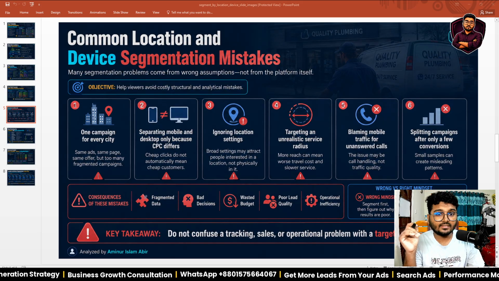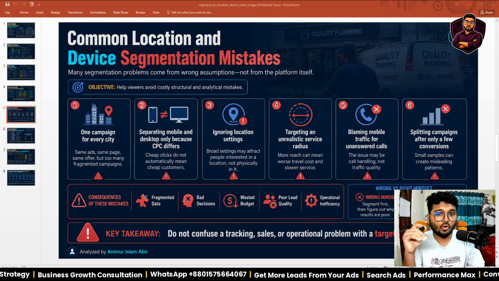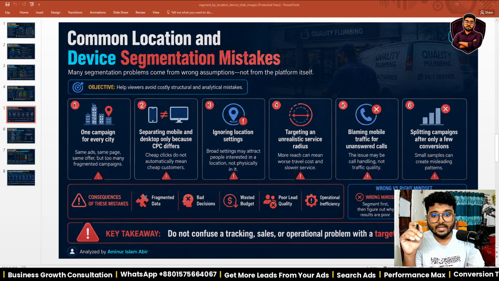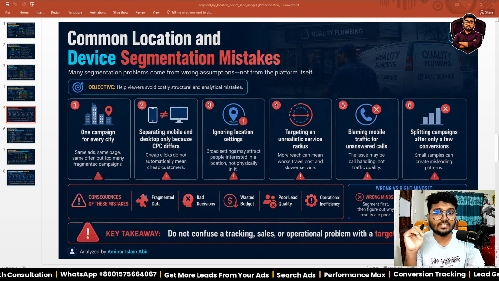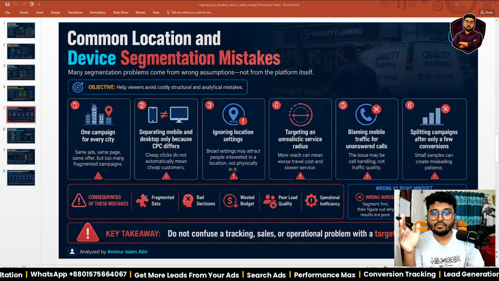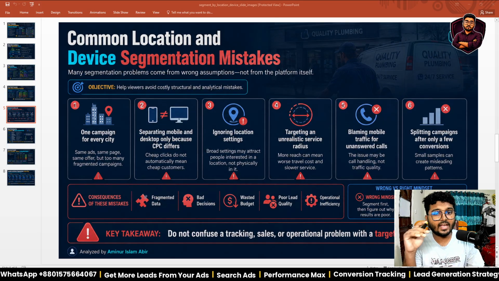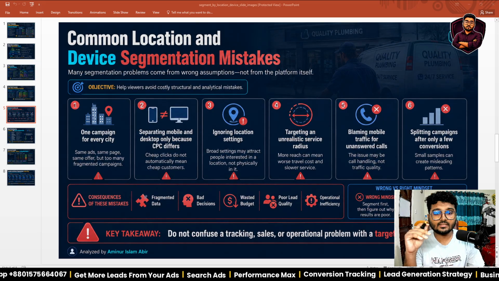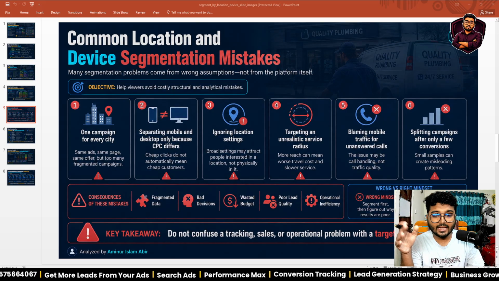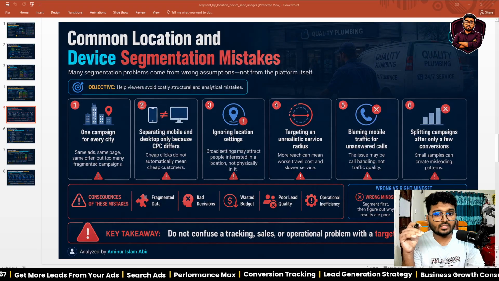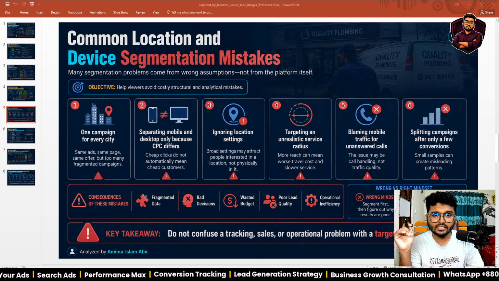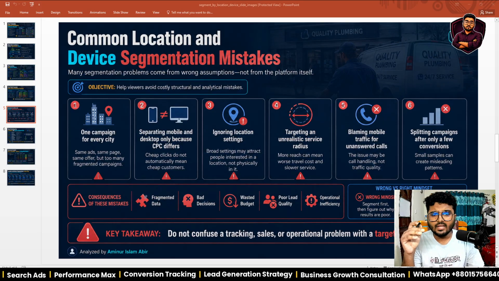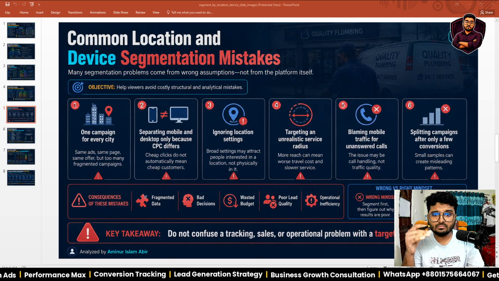The second mistake is separating mobile and desktop only because their CPC is different. A cheaper click does not always produce a cheaper customer. The correct comparison is cost per qualified lead, customer acquisition cost, and revenue. The third mistake is ignoring how location targeting actually matches users. A local service business should check whether ads are reaching people physically present in the service area or people showing interest in that location. And the right setting depends on the service model.